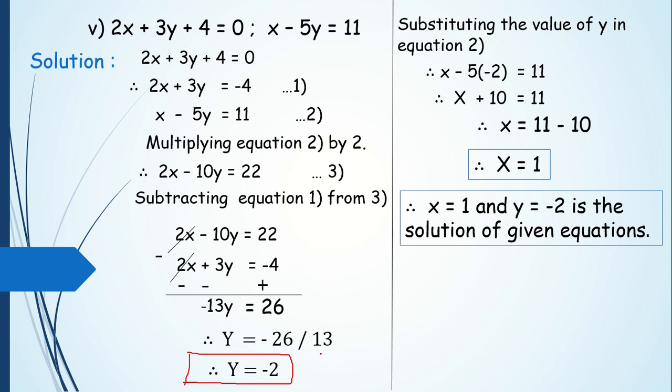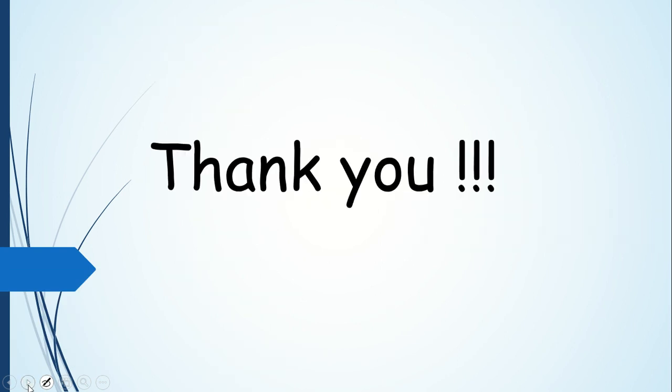Now that y is equal to minus 2, you can put it back in any of the two equations and you get the value of x. That's it. The method is the same throughout. Only thing is you don't have to go wrong in the signs. That's it. Very, very important chapter from the 10th standard point of view.